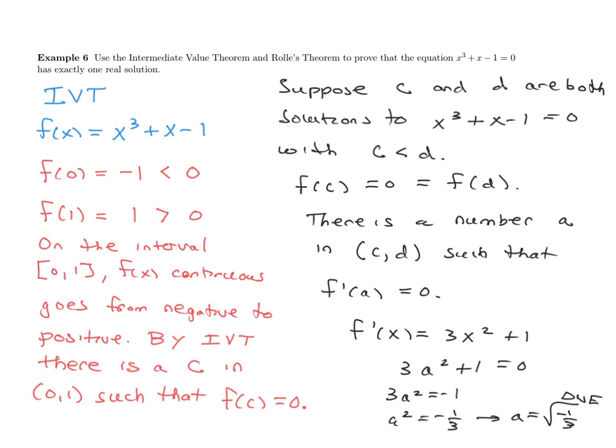That's enough to say that, okay, there can be one solution, there can't be a second one, and therefore there is exactly one real solution to this equation on this interval. The intermediate value theorem found us one solution, and then we used Rolle's theorem to show that there could not be a second one.